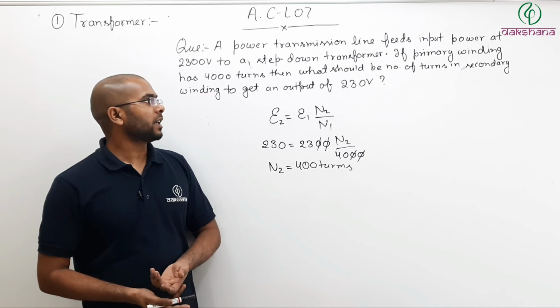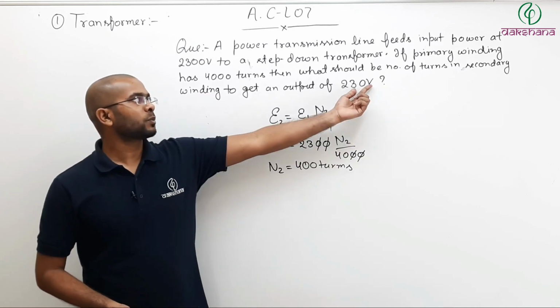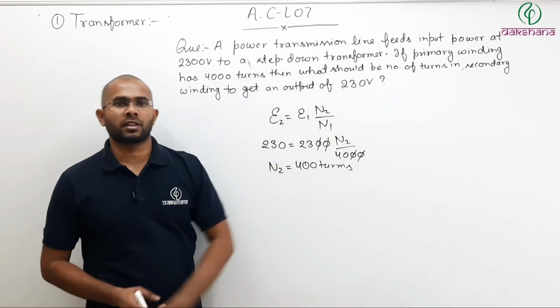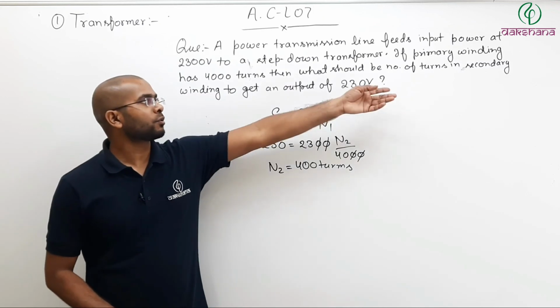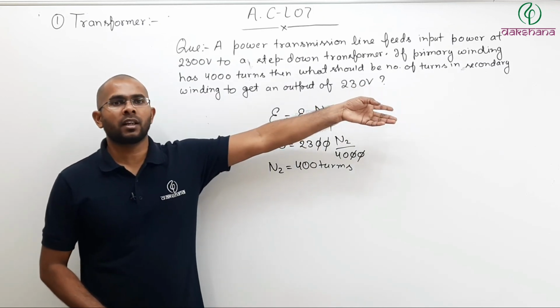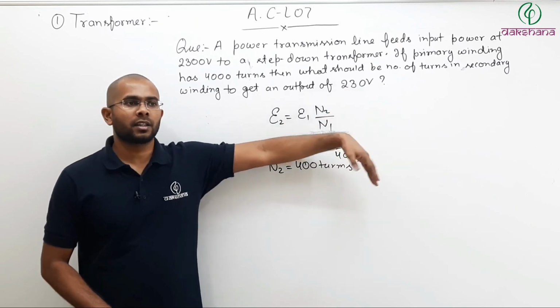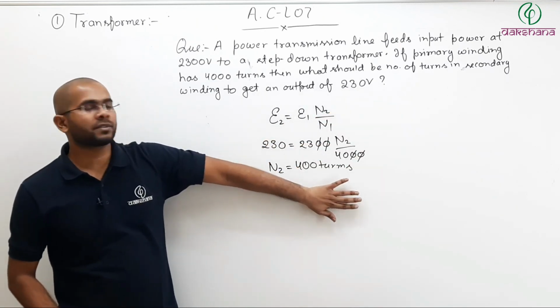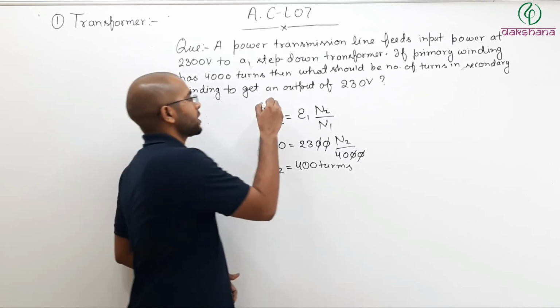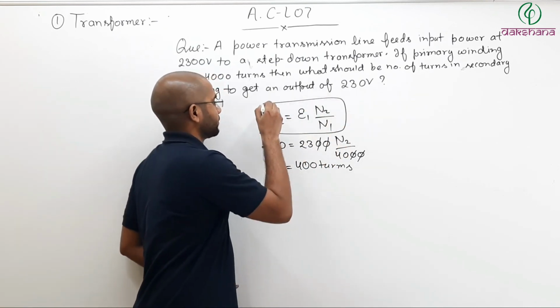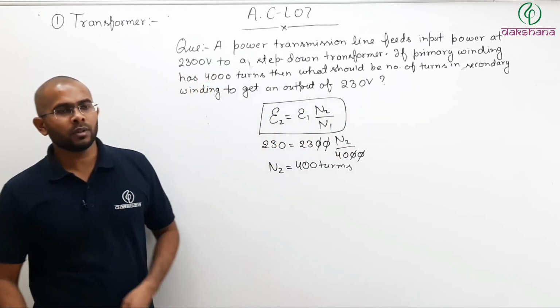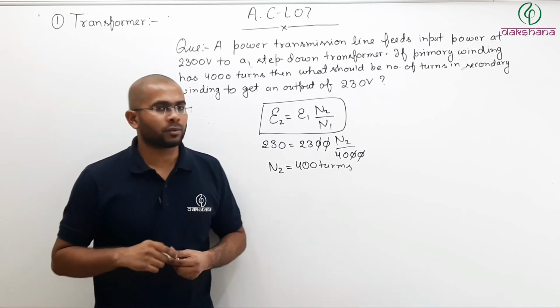For example, if I say that my output power should be, let us say, 460, then you can find what should be the number of turns in the secondary coil. If I say output power should be 110 or 100, then also you can find what should be the number of turns in the secondary coil using this formula. Pause the video, note down, then we will solve a slightly better question.